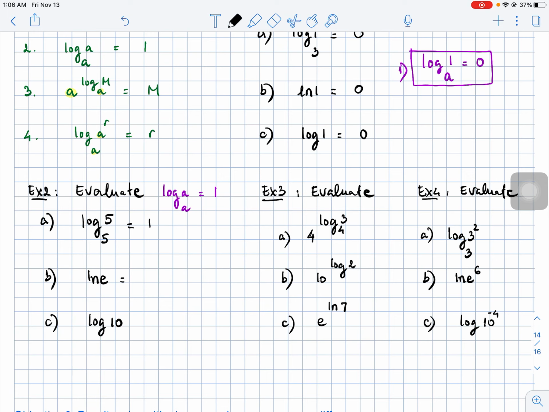In part B, the base that you don't see is e. So e to the power 1 equals e. And the base that you don't see in part C is 10. So 10 to the power 1 equals 10. Then the answer is 1.